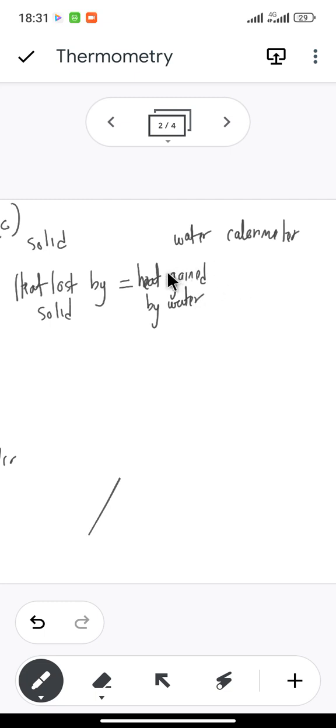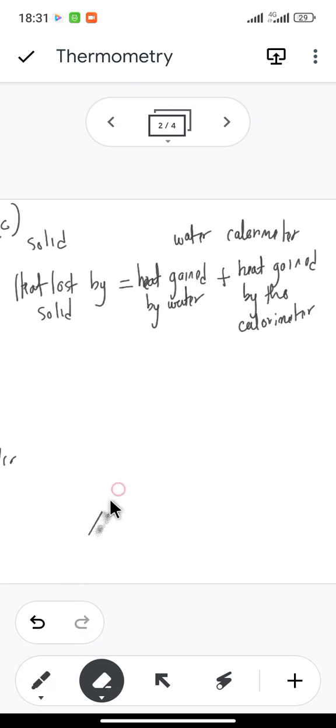Now, it's not only water that gains heat, the calorimeter also gains heat. That's the container. Obviously, when you fill the container, it will be warm. So the calorimeter also gained heat. So, heat gained by the calorimeter. So this is basically just the idea you're going to use in calculating this stuff.